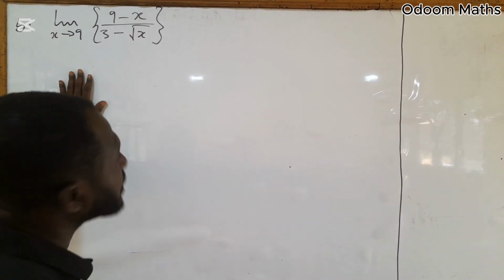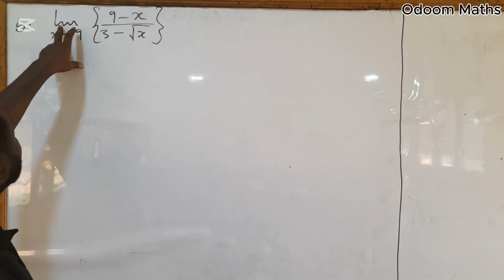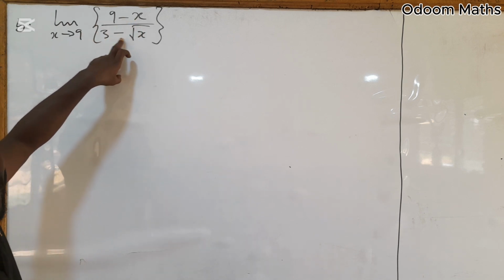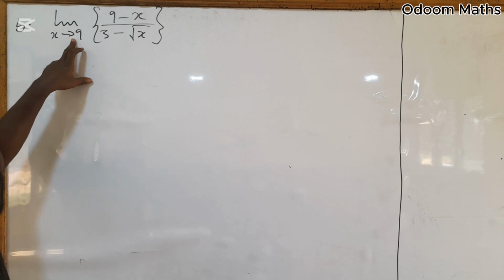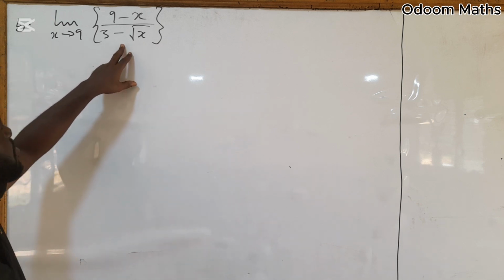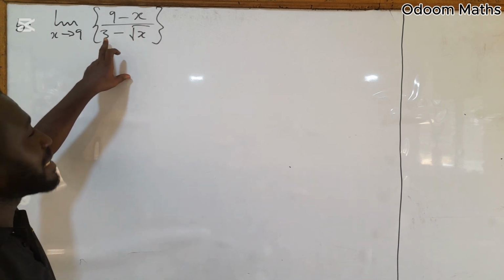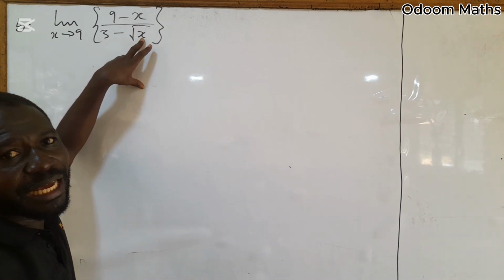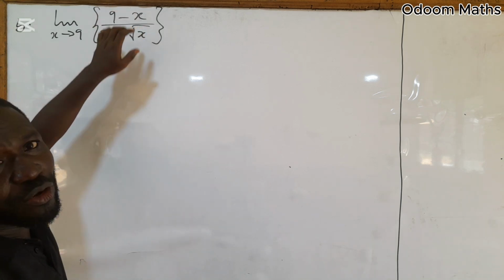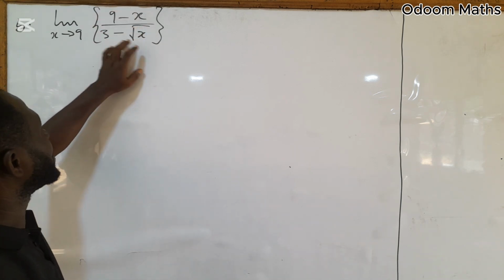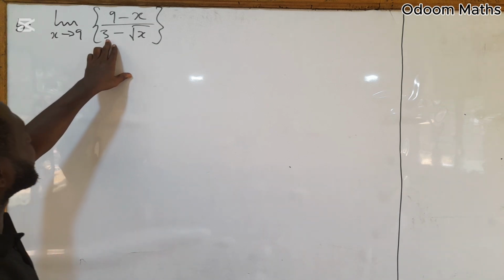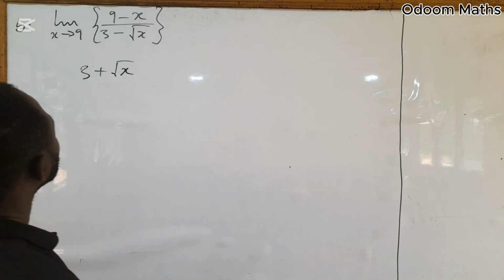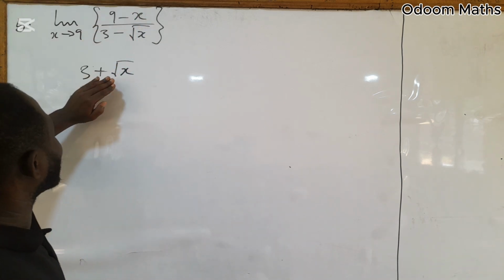Okay, so for the second one, we have the limits of 9 minus x over 3 minus root x as x approaches 9. So let's see how we can do this. Now, because of this root x in 3 minus root x, what you're going to do is to rationalize the denominator. So that is multiply the numerator and the denominator by the conjugate of the denominator. And the conjugate of 3 minus root x is 3 plus root x. So we are going to multiply the numerator and the denominator by this.